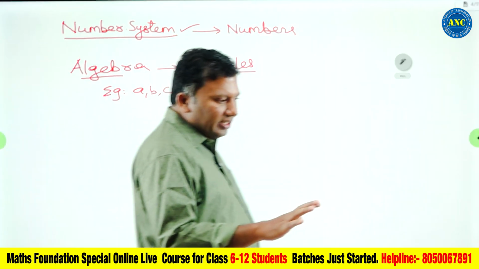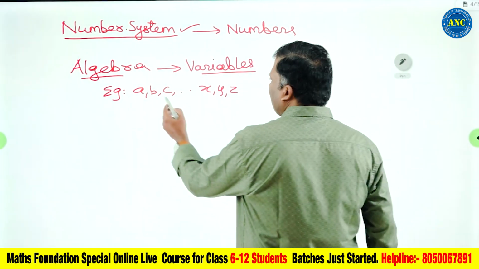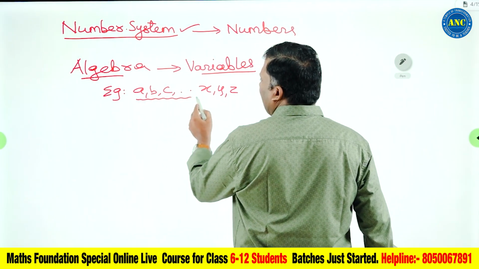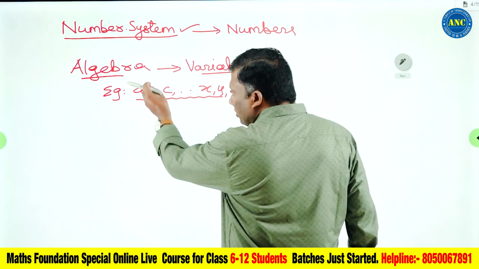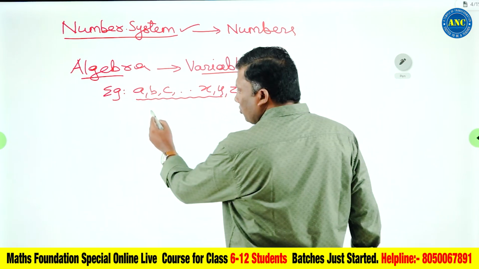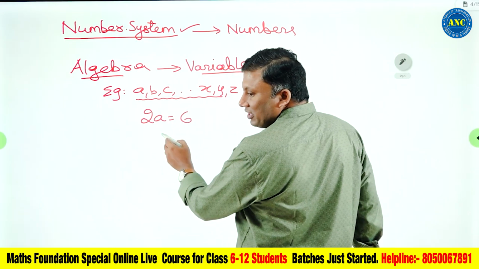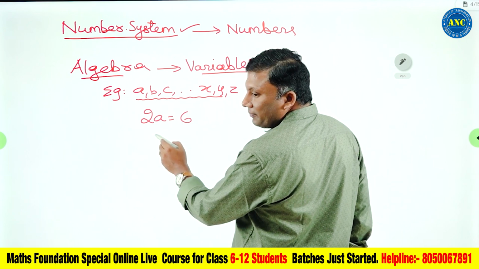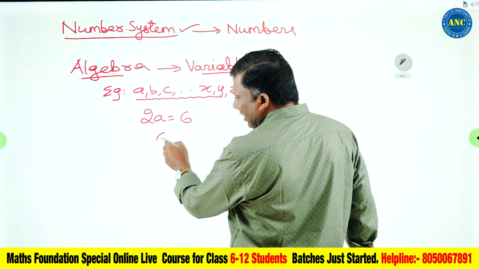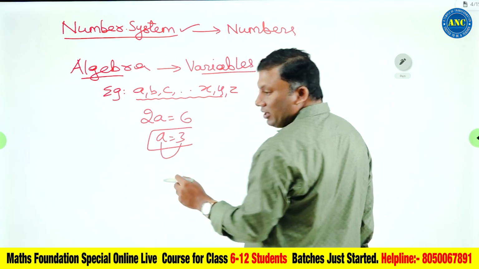Algebra is determining the unknown, right? This will be represented using A, B, C and so on up to X, Y, Z. We have to fit in a value to this variable. Suppose 2a is equivalent to 6. What is the value of a? 3. How did you get 3? Yes, a equals 6 by 2. So we are giving a value to a variable.